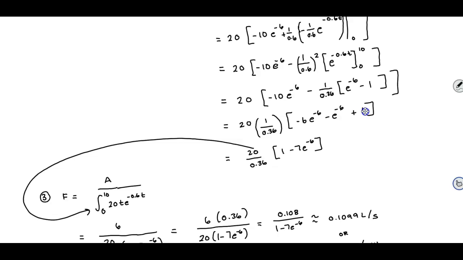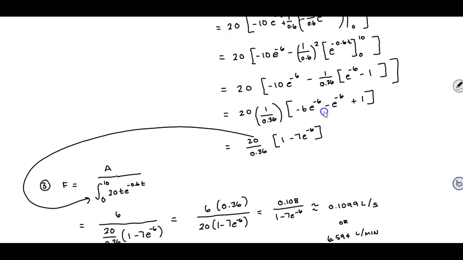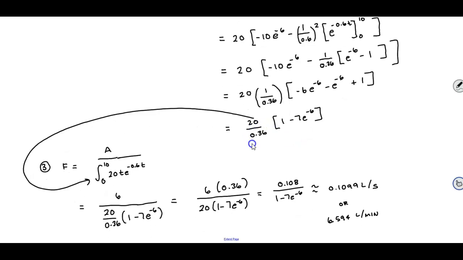Okay, the next step that we want to do is combine everything to make this a little bit easier for us. So what we can do is factor out this 1 over 0.36. When we factor that out, we have 20 times 1 over 0.36. And what we have left in this first term is negative 6e^(-6). What we have left in this term is negative e^(-6). And what we have left in this term, by distributing that sign, is plus 1. So now we can combine these two. So we're going to get negative 7e^(-6), and we have 1 in the front here. And now we have 20 over 0.36.